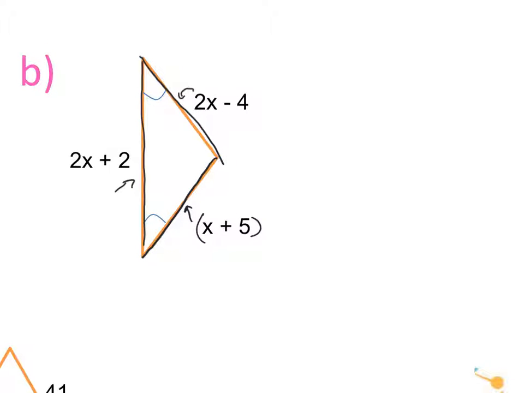So, the two legs are always equal to each other. How do I know this is an isosceles triangle? Because the base angles are congruent, it must mean that this is an isosceles triangle. So which ones are the legs then? 2x minus 4 and x plus 5. How did you know those two? Because those are the base angles.